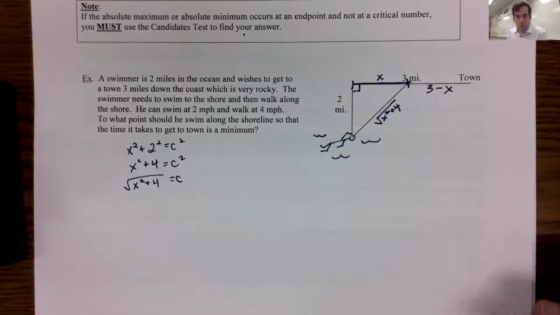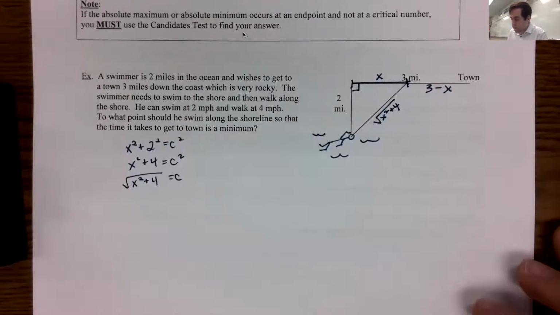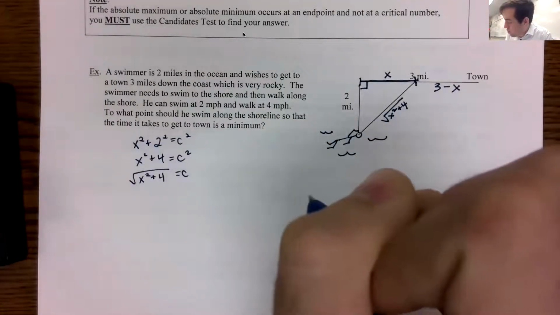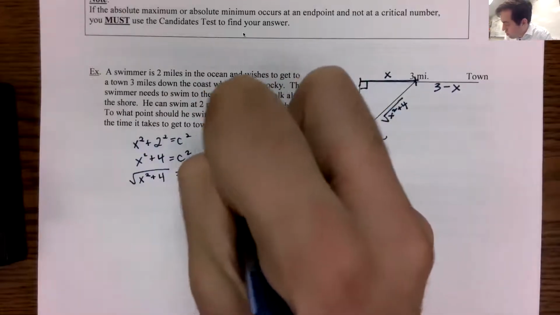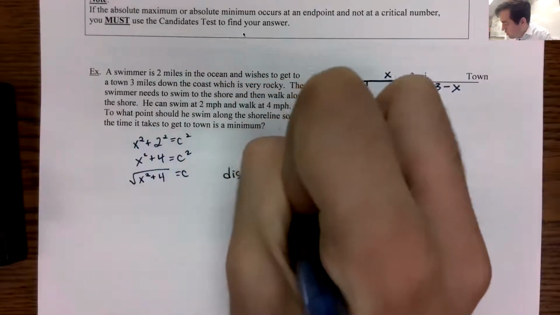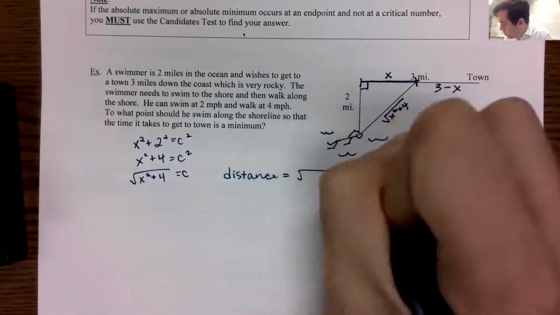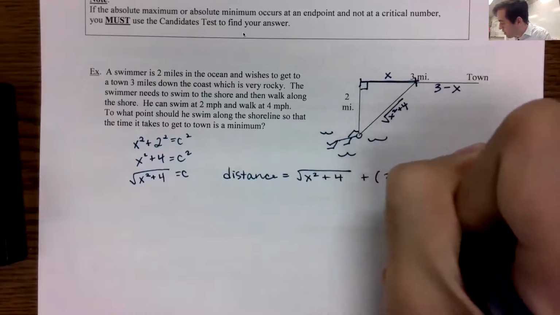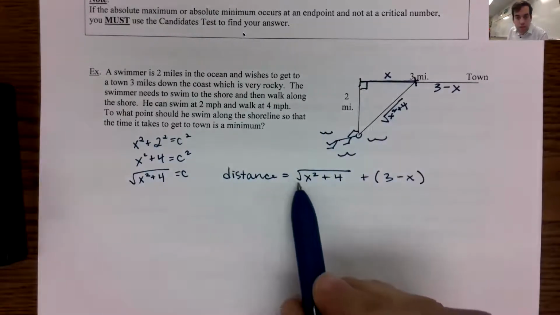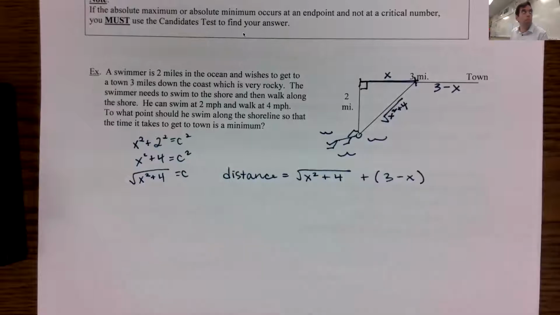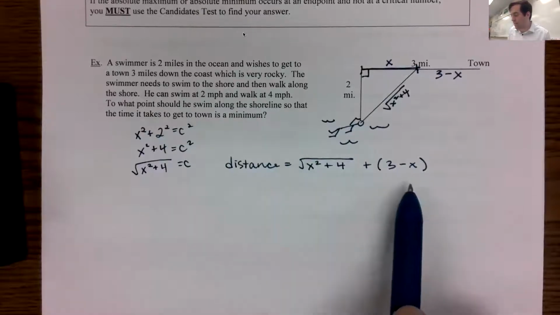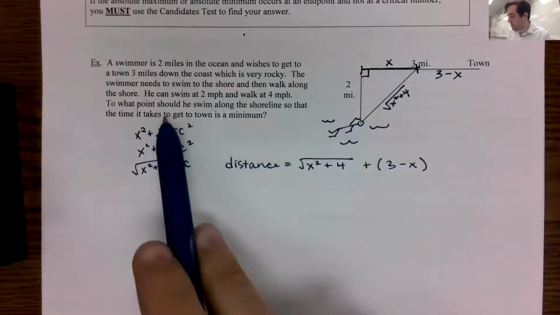And how are we going to minimize this? So first of all, we could say that the distance that this person travels is going to be the square root of x squared plus 4 plus the 3 minus x. All right, so he's swimming this far, walking this far, but that's not really going to help us that much right now because we don't really care about minimizing the distance. We care about minimizing the time.